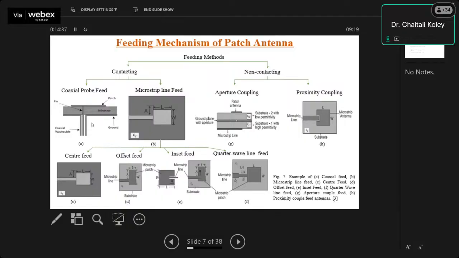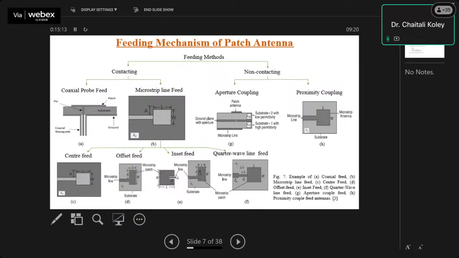And non-contacting, let us first complete under the microstrip line feed. So under this microstrip line feed, depending upon the position of the feed line, there are different types of microstrip feed line structures. One example is the center feed, where the line is connected to the center of the patch. Then the offset feed, which is slightly different from the center. And this is the inset feed.